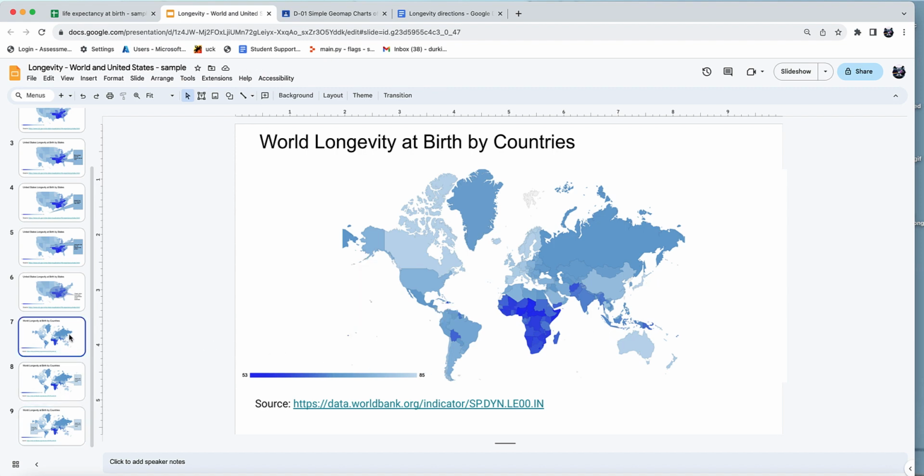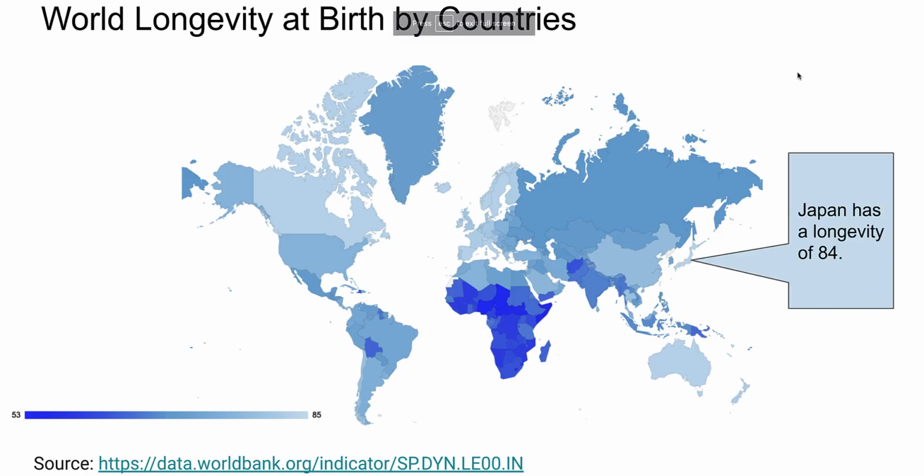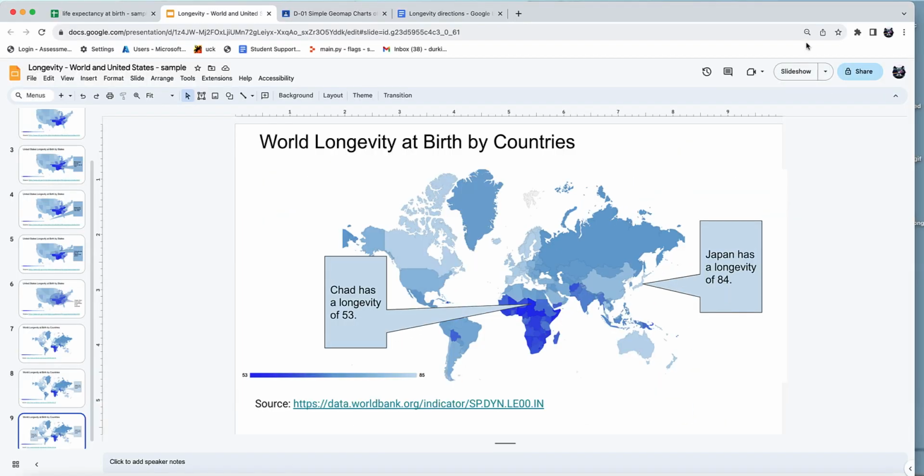So what that does when you do a slideshow, it builds upon it. So you go, oh, okay, Japan has a longevity of 84, Chad has a longevity of 53, and then you could add that the United States is this. It's however you want to do that. Both ways are acceptable.